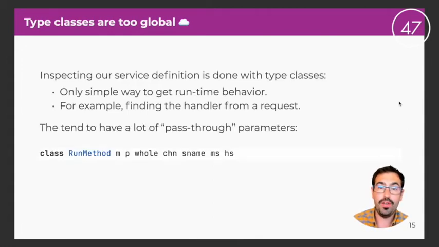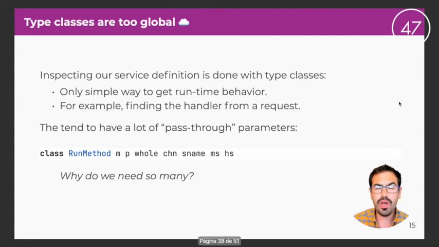However, if you look at the code we wrote, you will see that actually we have a lot of sort of pass-through parameters. So I have here an example called run method, and this run method is only actually checking the name, so this S name, but because it uses other type classes inside of it that need whole or chain or something like this, they need to pass through the things. So you might be wondering, why do we need so many here? Why are we passing all of this?